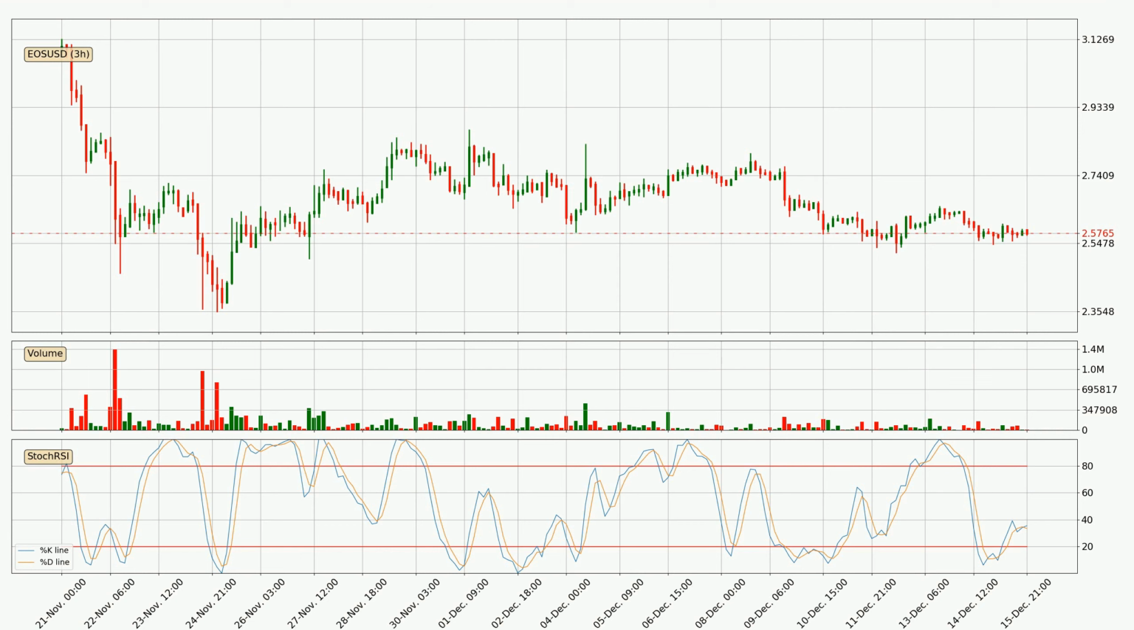Moving to the 3-hourly Stochastic RSI, there are no signs of the Stochastic RSI being oversold or overbought at this time, but the %K line is over the %D line, which means the current trend is to the upside.